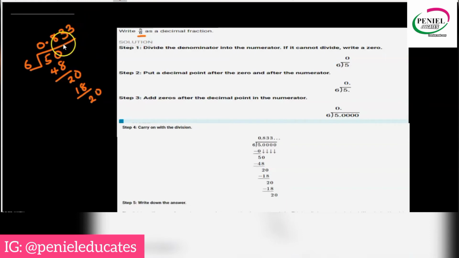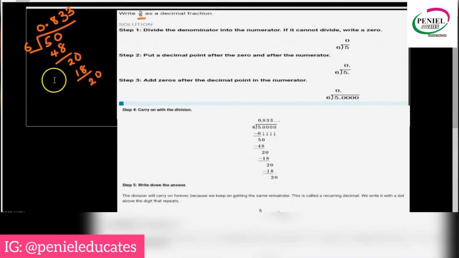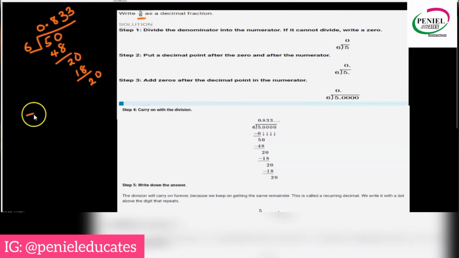So this is called a recurring decimal. We write it with a dot above the digit that repeats. So we have 0.83333. That's how to convert that to a decimal fraction. So we just look at it and say, okay, we have 0.83 with a dot over the 3, instead of repeating all the 3s that are in there.